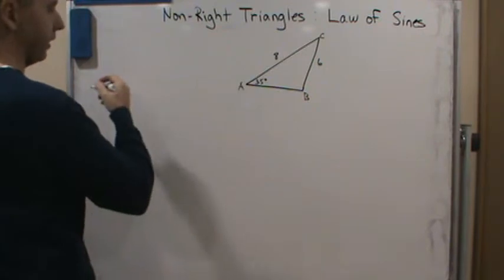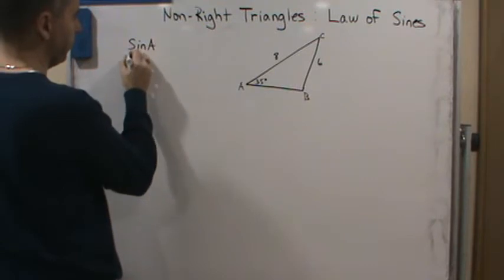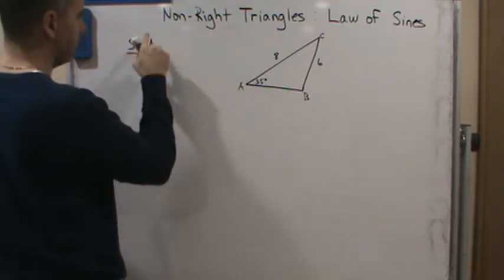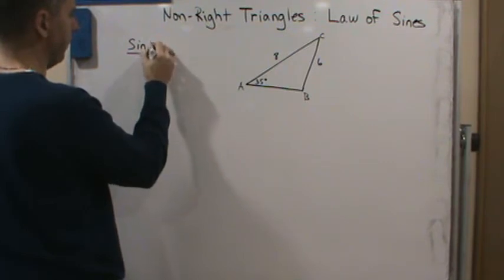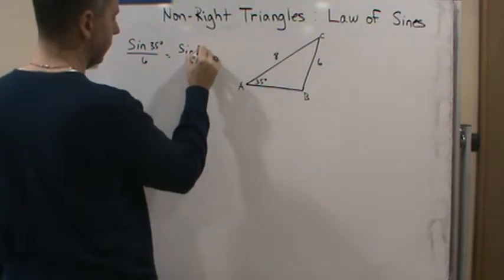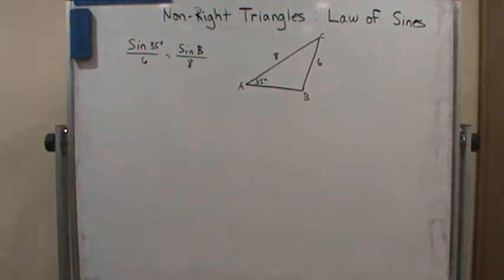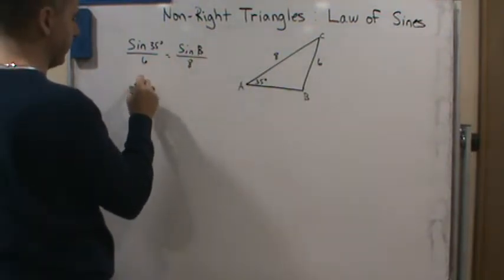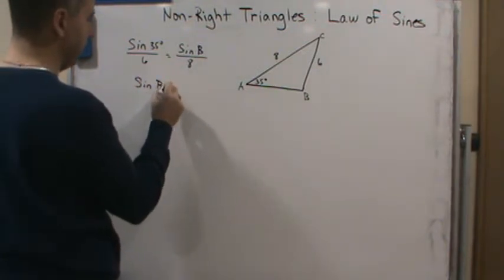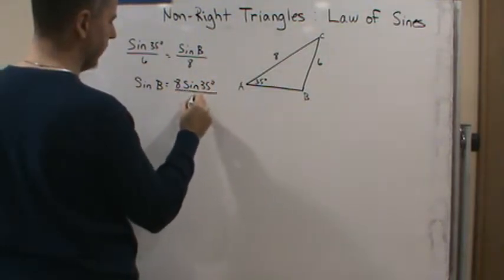Okay, so let's start. Let's use sine A over 6. So sine 35 is equal to sine B over 8. That's the proportion we have to use. Now let's solve for sine B. So we get sine B is equal to 8 sine 35 degrees divided by 6.